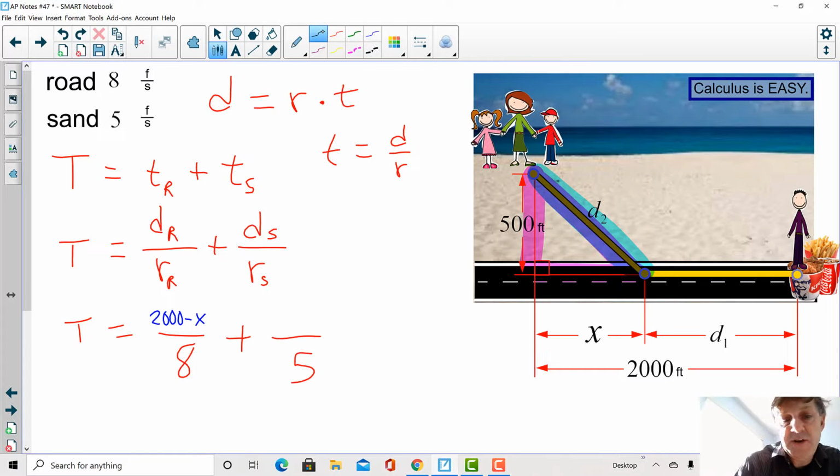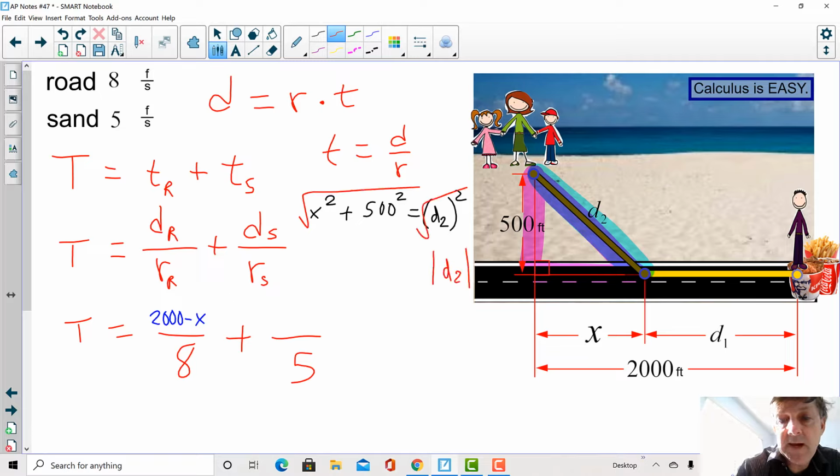To calculate the distance in the sand, we're going to have to use this right triangle right here. That would give us the equation x squared plus 500 squared is equal to d2 squared. Of course, we want to solve it for d2. We just need to do the square root on both sides, and that'll give us the absolute value of d2 is the square root of x squared plus 500 squared.